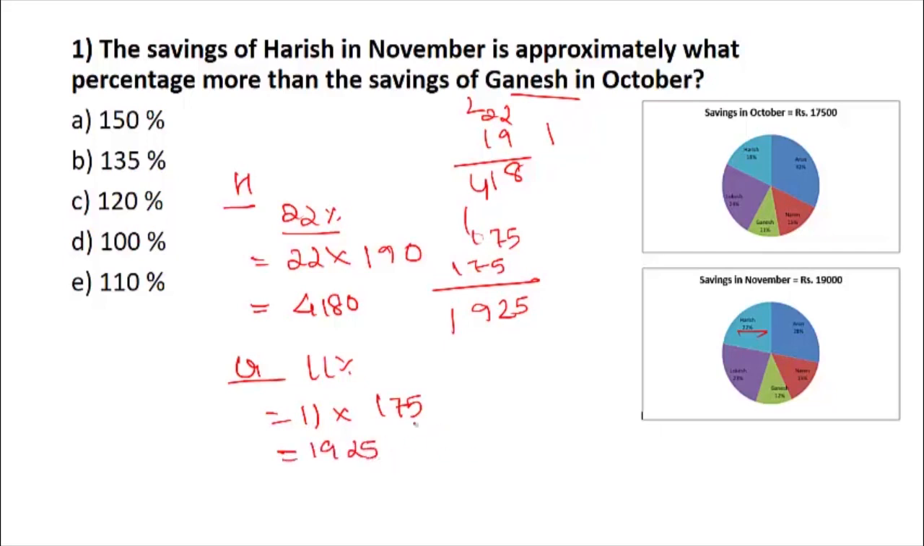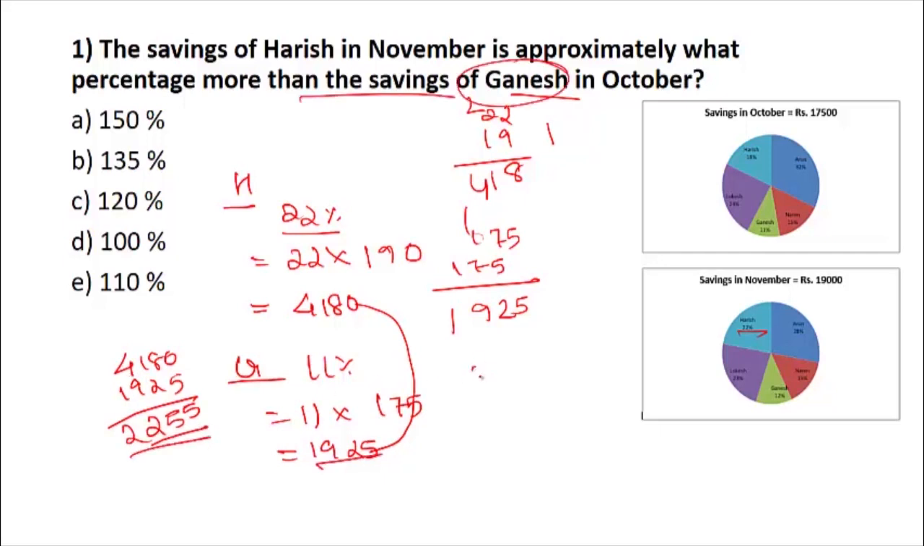Now what we have to find is the percentage, approximately how much more than that of Ganesh. What we have to do is find the difference between these two. Let us find the difference. 5 comes here, 7 minus 2 is 5, then 11 minus 9 is 2, and 3 minus 1 is 2. So the difference is 2255. What comes at the bottom is 1925.